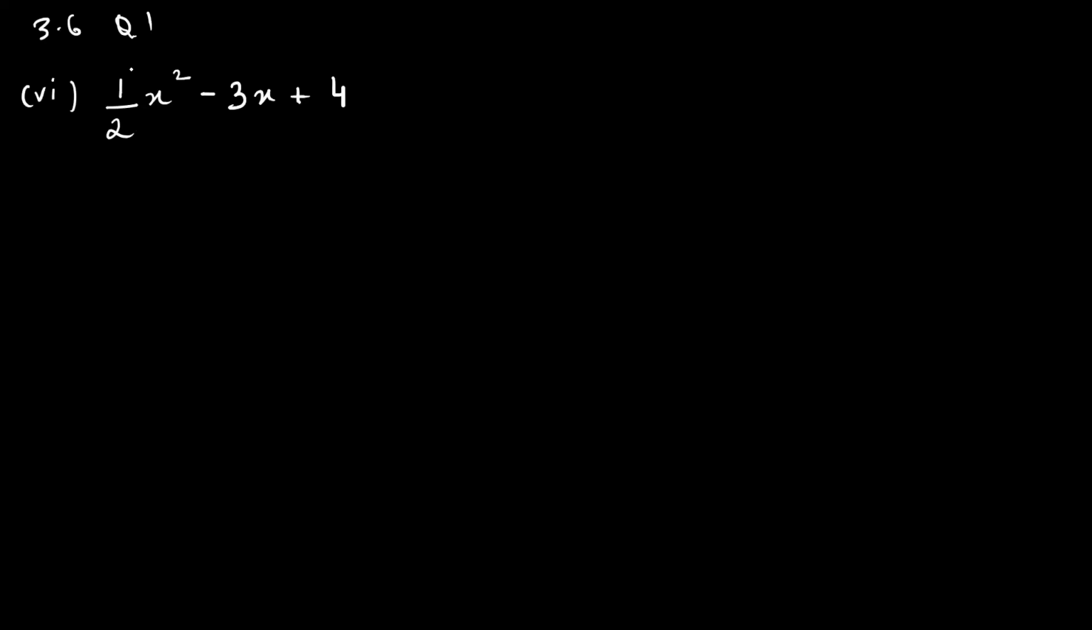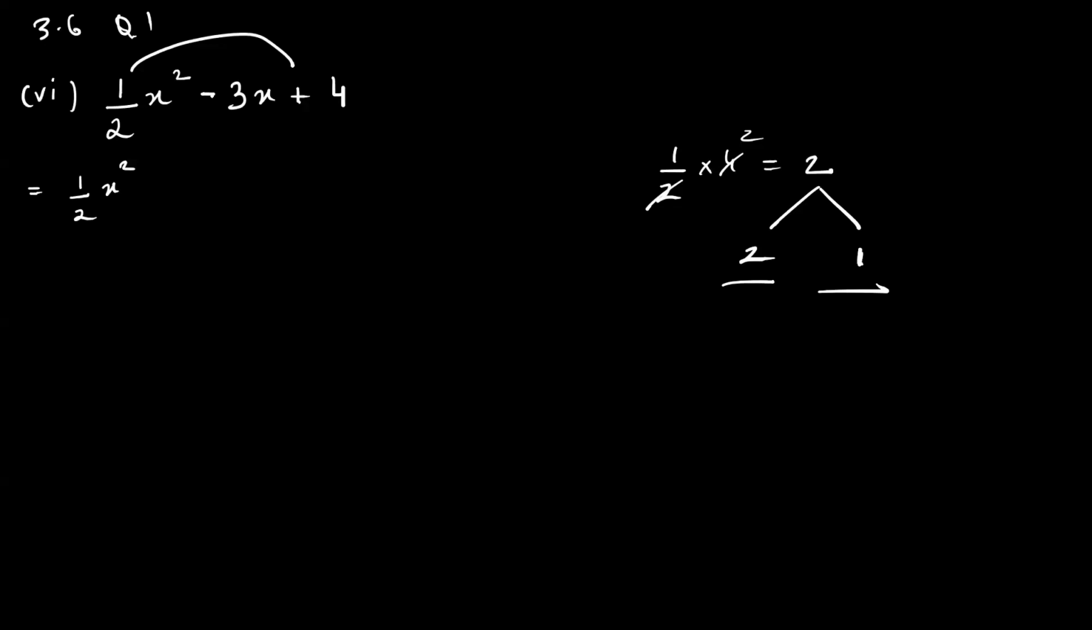So in this case also multiply the first and the last number. Half into 4 is equal to 2. 1 twos are 2. So half x square. The factors of 2 we know are 2 and 1. And if we add them, I'm getting the middle number 3. So I'll write minus 2x minus x plus 4.